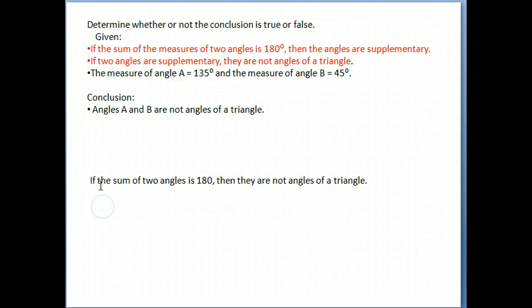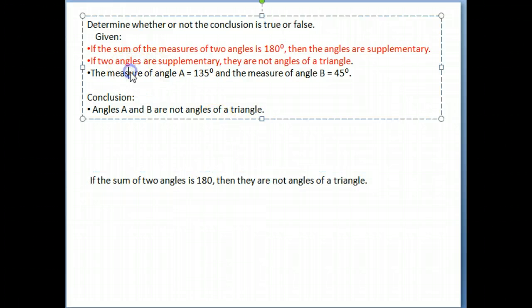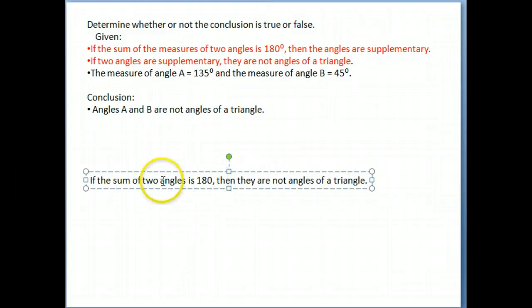Okay, so this is our statement. Our rule is, if the sum of two angles is 180, then they're not angles of a triangle. Here's the information they gave us. Angle A is 135 and angle B is 45. Do angle A and angle B add to be 180? Because in order to make a conclusion, that's what it would have to be. They told us if two angles sum to 180, we have a result. If not, we know nothing.